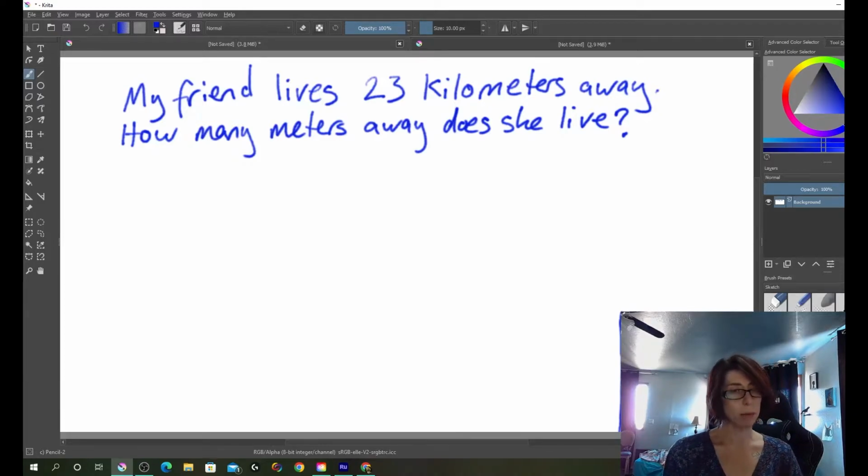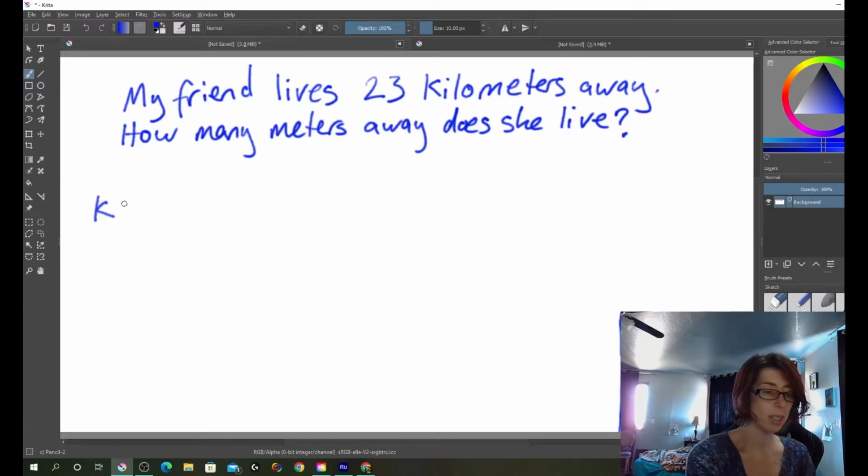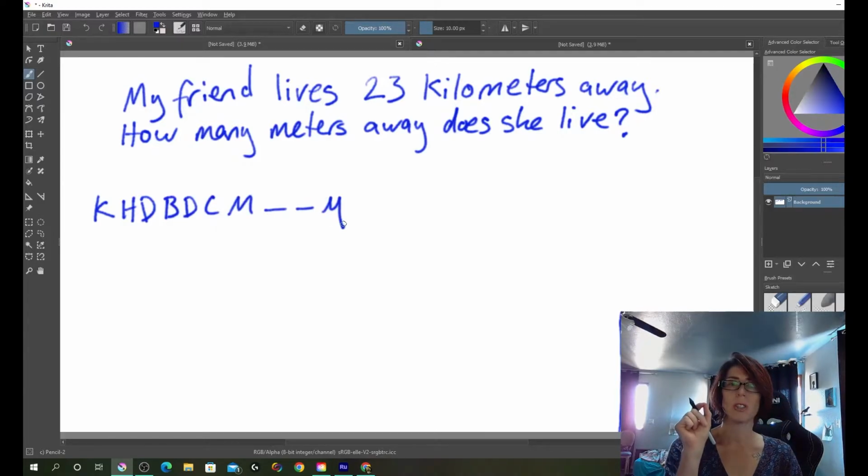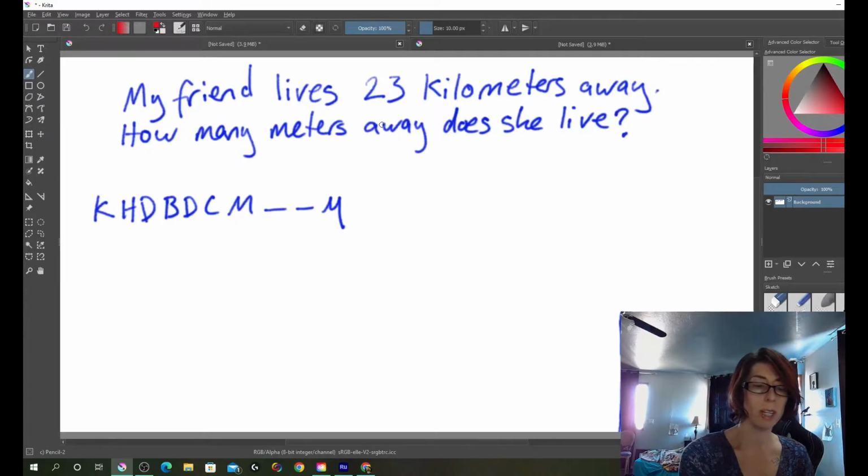So the way I'm going to start is to write out that list of metric units: kangaroos hopping down big driveways carrying M and M's. Now I'm going to circle the unit where I'm starting. And I'm starting with the unit that I already know. I already know the value for it. So what do I already know? 23 kilometers. So that means I'm starting at kilometers.